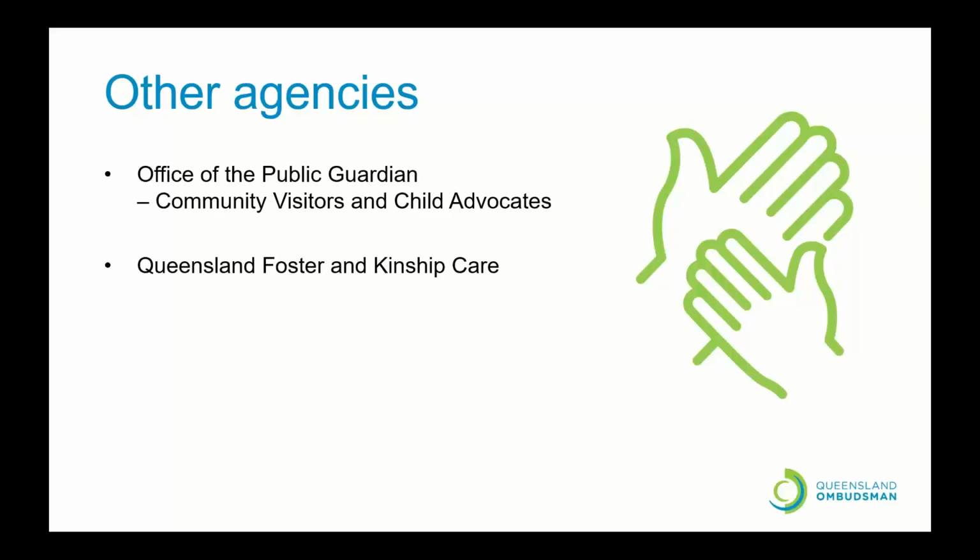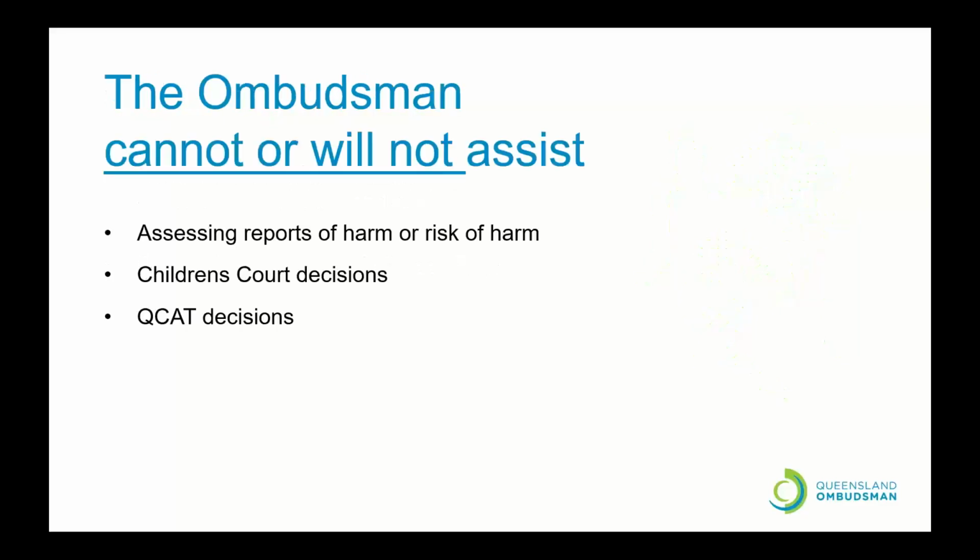And then we've also got the Queensland Foster and Kinship Care Agency, which is about supporting foster and kinship carers, so they can provide advice, support and advocate on behalf of foster and kinship carers. So they're more of a support advocacy type agencies, whereas the Ombudsman plays a much more impartial role when we receive complaints.